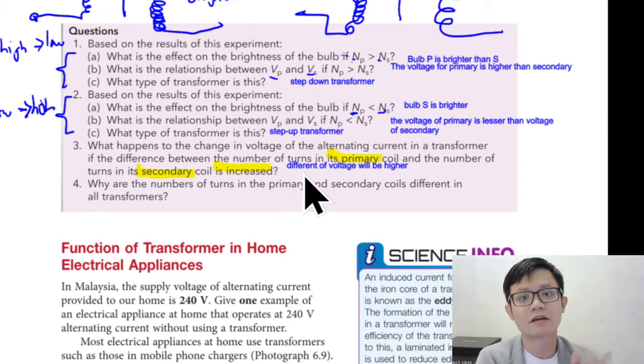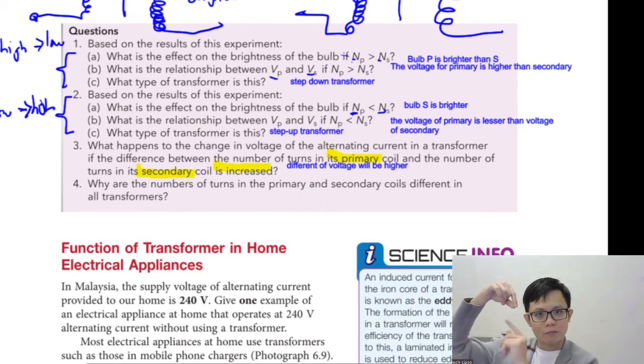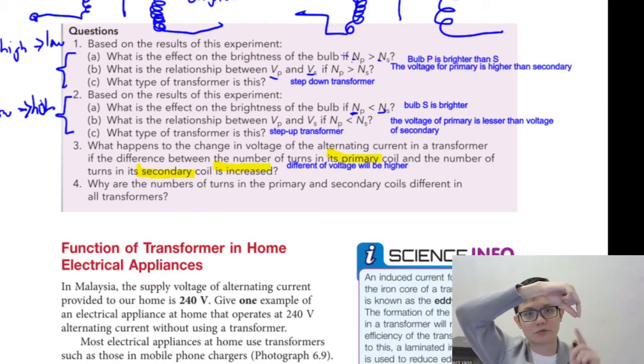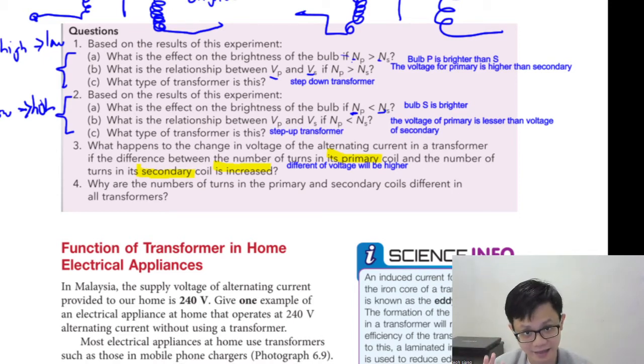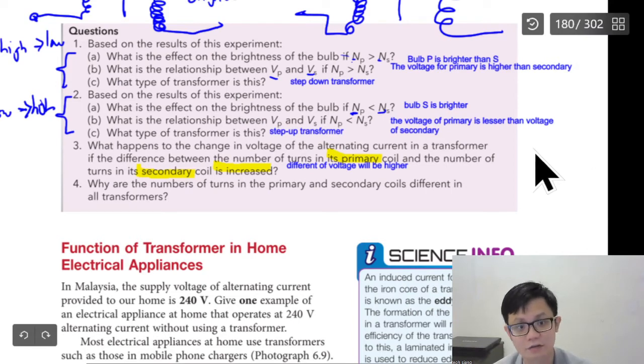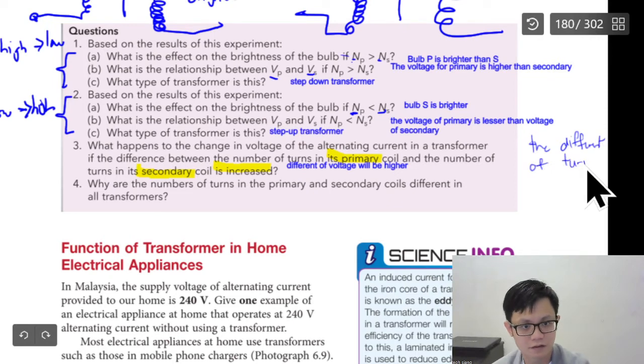So they are not talking about the number of coils. Actually, this question should be improved. They are not talking about putting more in primary or more in secondary. They are saying the difference increases. That's the keyword. The difference increase means the difference of turns increases.